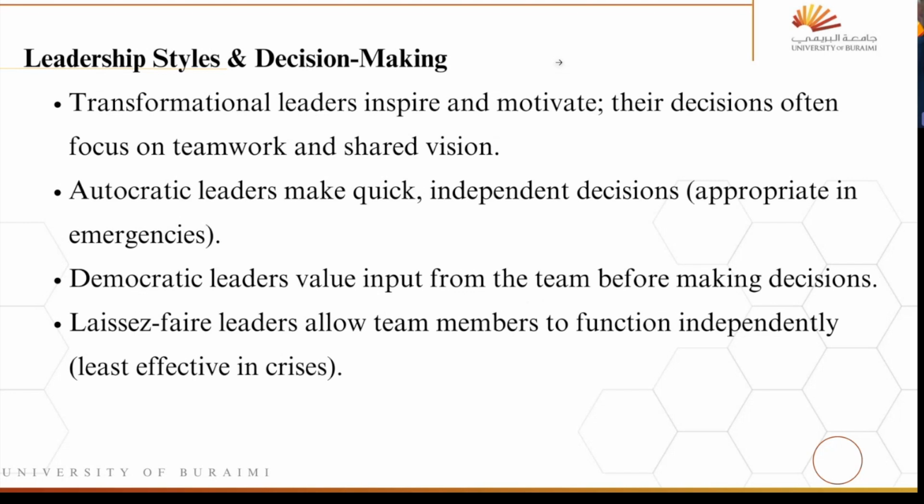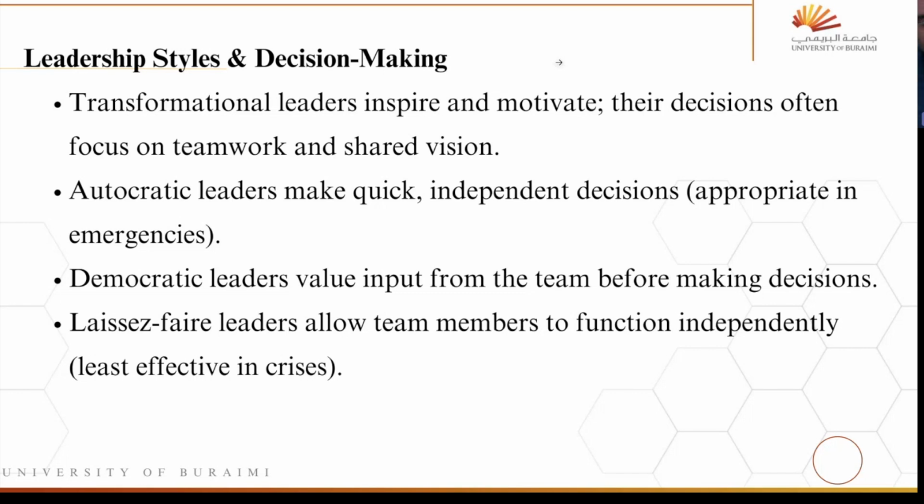For the issues related to leadership style and decision making, there is also a group of confusion that happens for nurses when they answer the questions related to leadership style and decision making. Transformational leaders inspire and motivate. I found that students get confused between transformational leadership and democratic leadership. So in the questions, there is some confusion that happens for people.